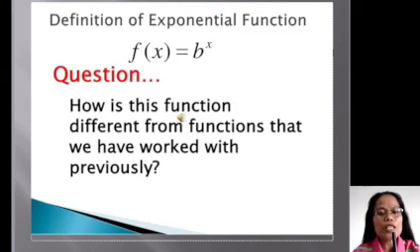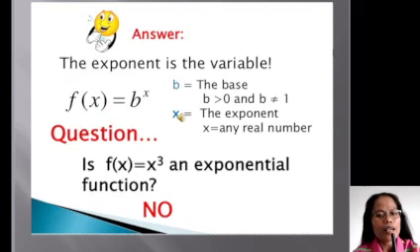Here we have the definition of exponential function. It says here, f of x is equal to b to the power of x. Question, how is this function different from functions that we have worked with previously? Okay, here's the answer. The exponent is the variable.